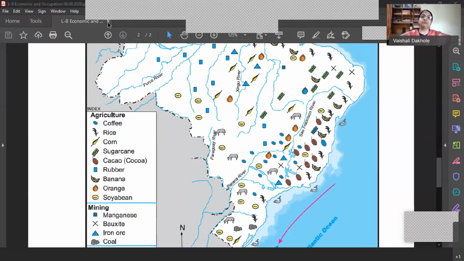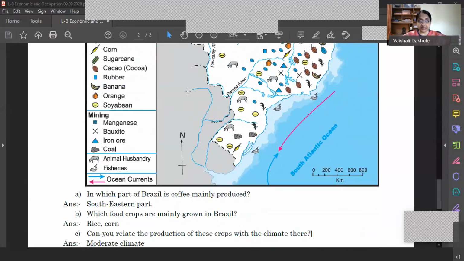So, with the help of these questions, I hope you have understood the different occupations in Brazil and India, also the development of economies in both the countries and the different sectors of economy, that is primary, secondary and tertiary sectors of economy in these countries. So, I hope you have understood it very well, and you will be able to write other answers also.